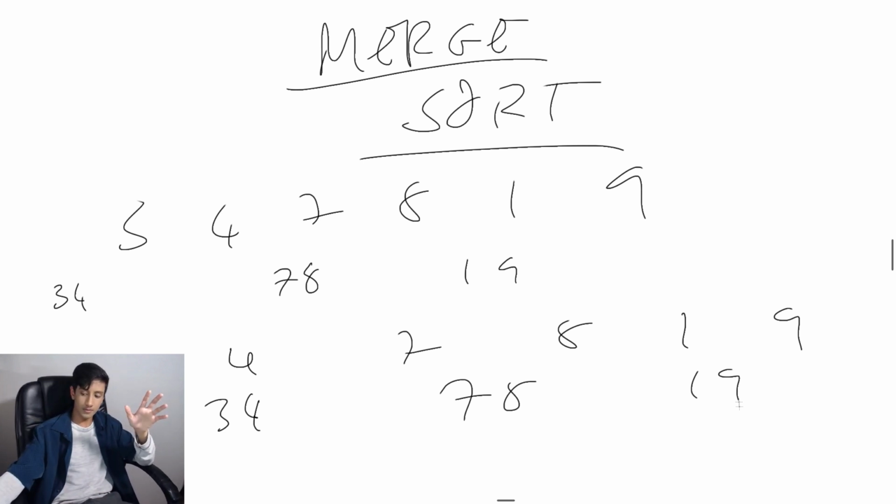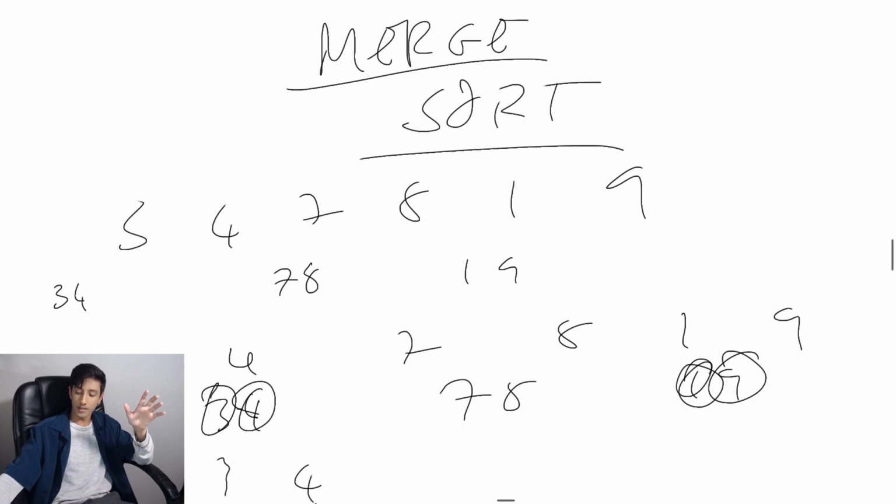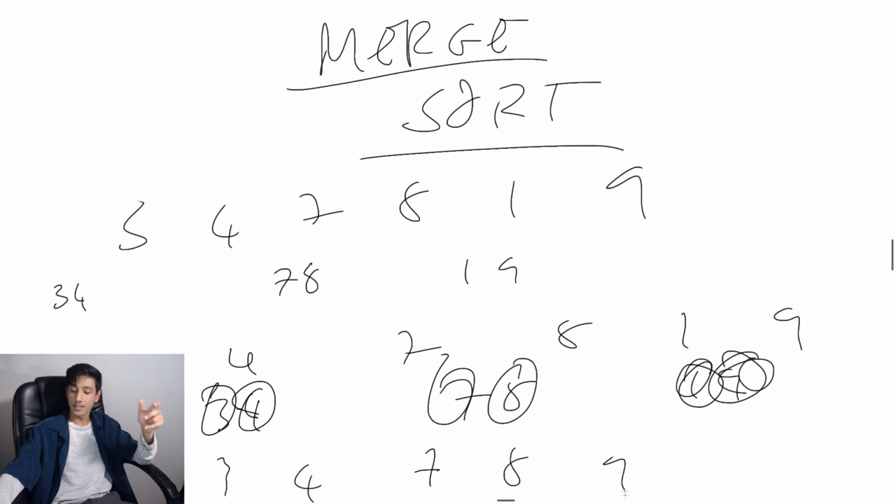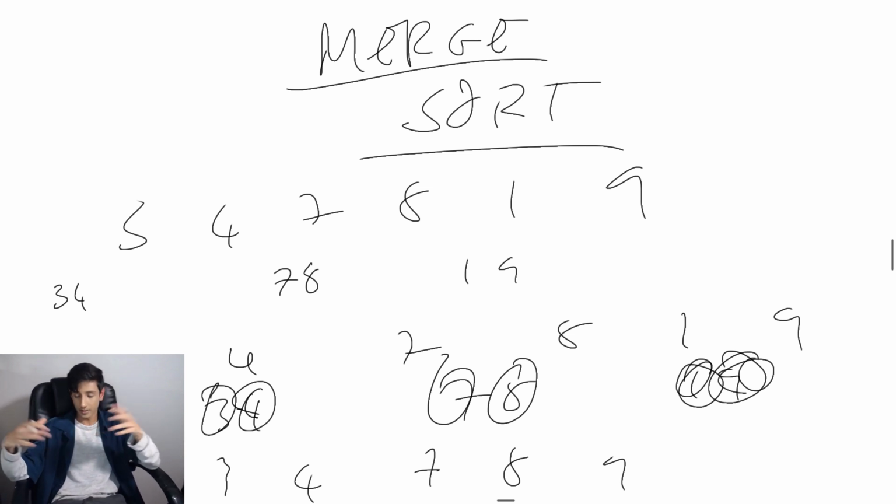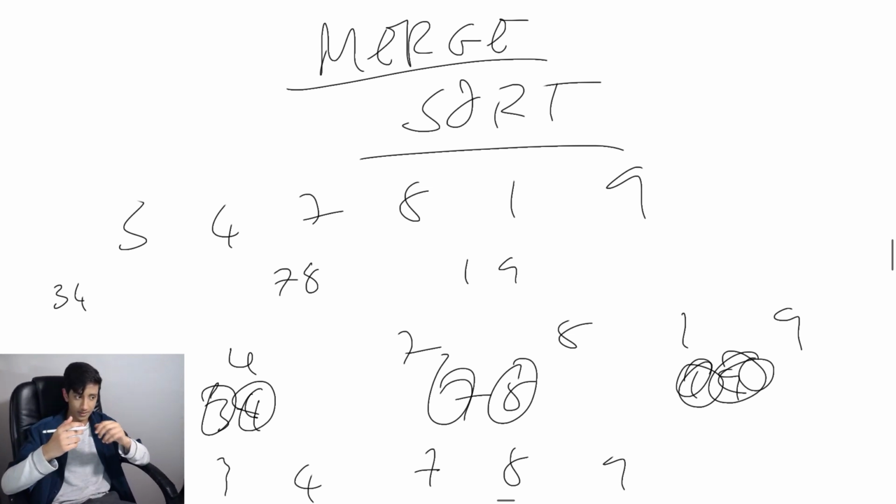But yeah, we'll take this one here, we'll take the 1 here, and then we'll take the 3, and then we'll take the 4, and then we'll take the 7, and we'll take the 8, and then we'll take the 9. That's literally it. It literally splits off, and then it comes together again.